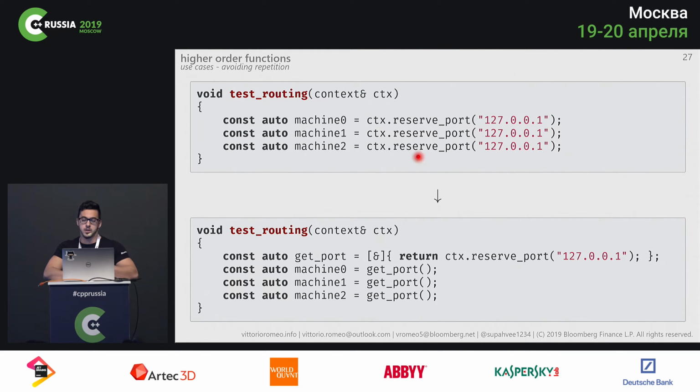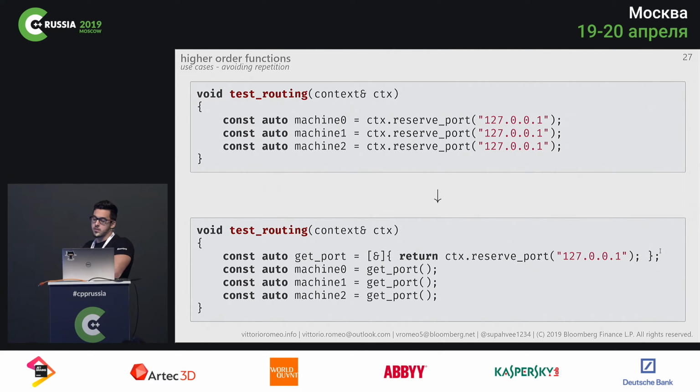And as you can see, we are repeating this invocation of reserved port with localhost multiple times. Now, this is not a big deal, but if in the future we decide to change localhost to run this remotely, or we want to change the way we use the ports, then we will have to modify the code in every single place. So one way we can avoid this maintenance overhead with very low cost is to create some sort of local function over here. And we can do that by using a local lambda.